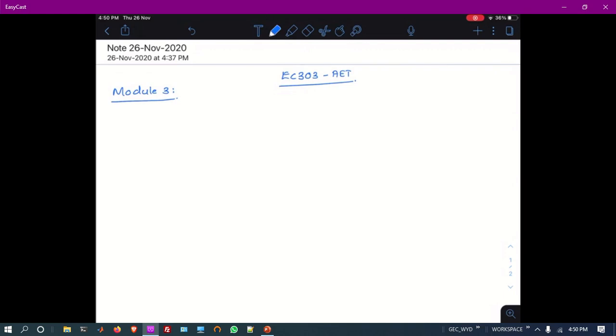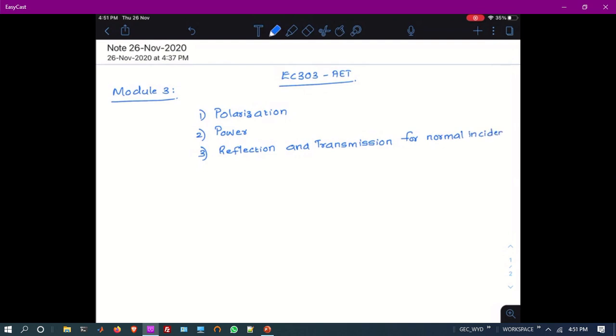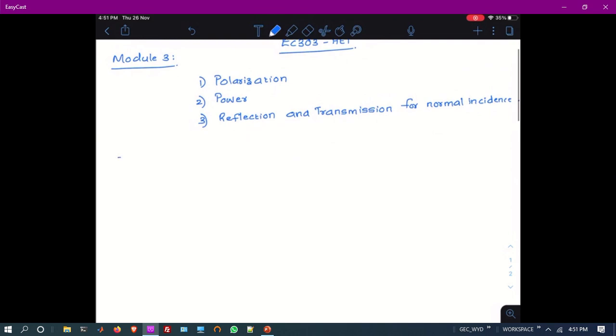So today we are going to continue with our module number 3, and today the first one is polarization, and then we are going to look at the power of EM wave, and then we are going to look at the reflection and transmission of EM wave at a boundary, when the wave is in normal incidence. Okay. So let's start with polarization.